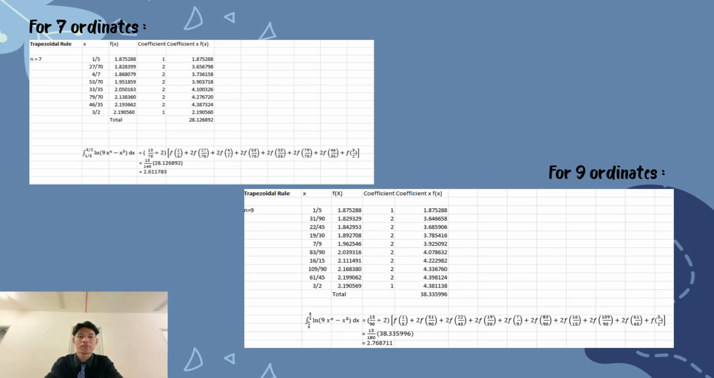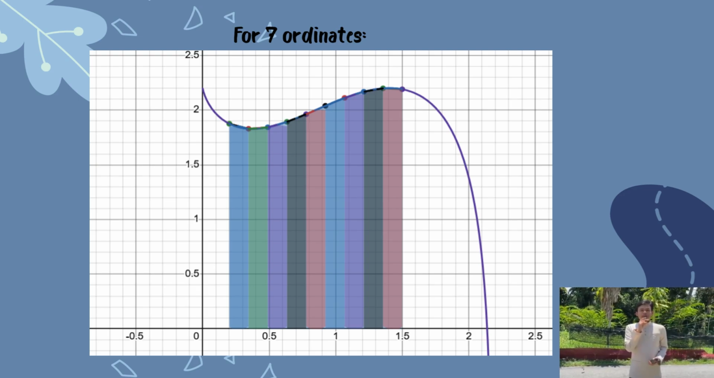For coefficient times fx, we start with 1.875288 followed by 3.646658 and lastly we end with 4.381138. And we total up coefficient times fx, and we got 38.335996. And we put the total into the equation given by the question, and we got 2.768711.